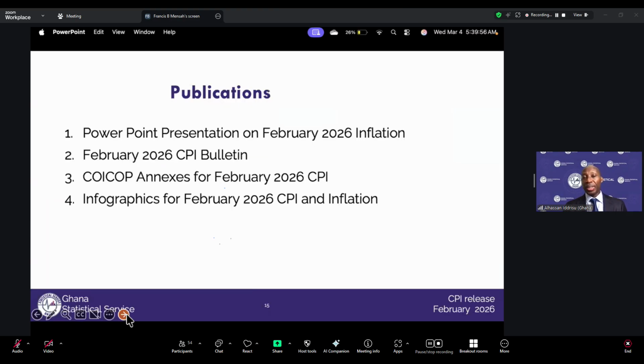The data are available in the full CPI bulletin, infographics, and technical documentation, which will all be posted on our website immediately after the release. We encourage all stakeholders to engage deeply with the numbers, because when we understand the data clearly, we make decisions collectively. Thank you.